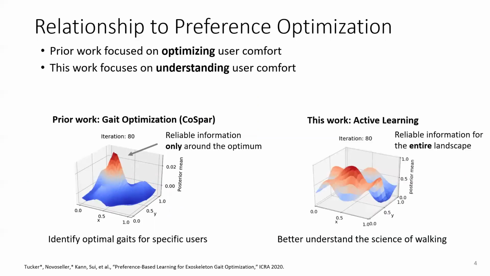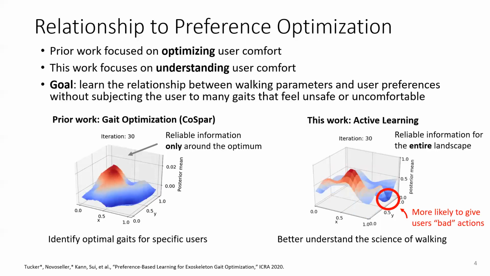This approach prioritizes reliably learning the entire landscape. We believe that characterizing the entire landscape will allow us to study common patterns across users and yield insight into the underlying science of walking, which are things we cannot do with just information around optimal gaits. However, during the process of active learning, it's likely that users will be exposed to actions in the region with low utilities, like the one circled here, which will lead to subject discomfort. Hence, our goal is to characterize the relationship between exoskeleton walking parameters and user preferences without exposing users to too many gaits that make them feel uncomfortable.